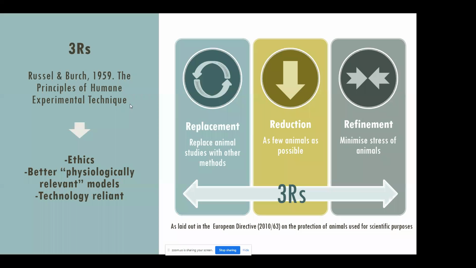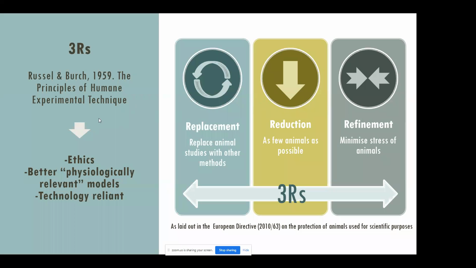So try and design an experiment in which you minimize the number of animals used. And then finally, if you have to do an experiment with an animal, it's important to refine your techniques, make sure that you use anesthetics, make sure that the animals are well looked after and not stressed. And so these are known as the 3 R's.